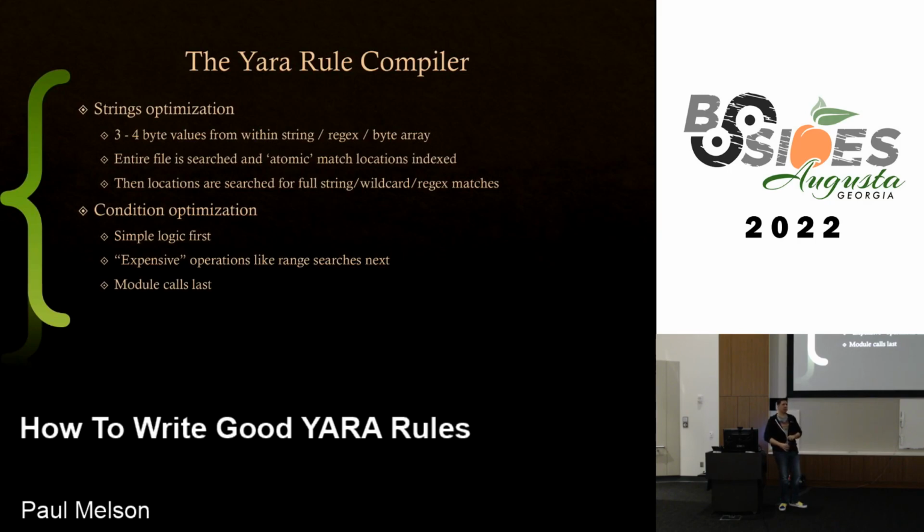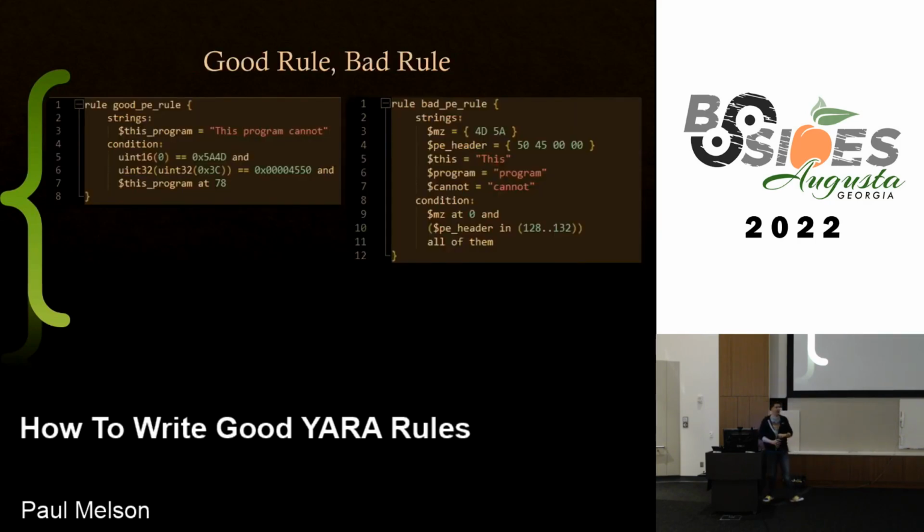So that's the performance trick for modules, right? Modules go last. If the other conditions aren't met, the module never runs. All right, so example of good rule, bad rule. These two rules do the exact same thing. They detect a PE file, similar to the DLL rule I showed you earlier.